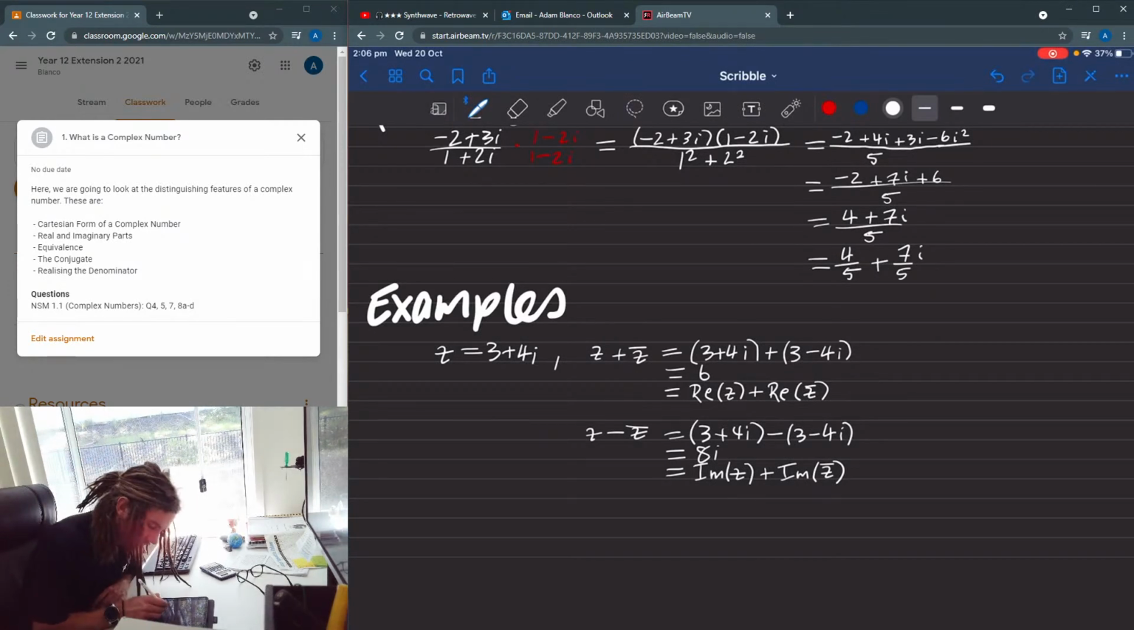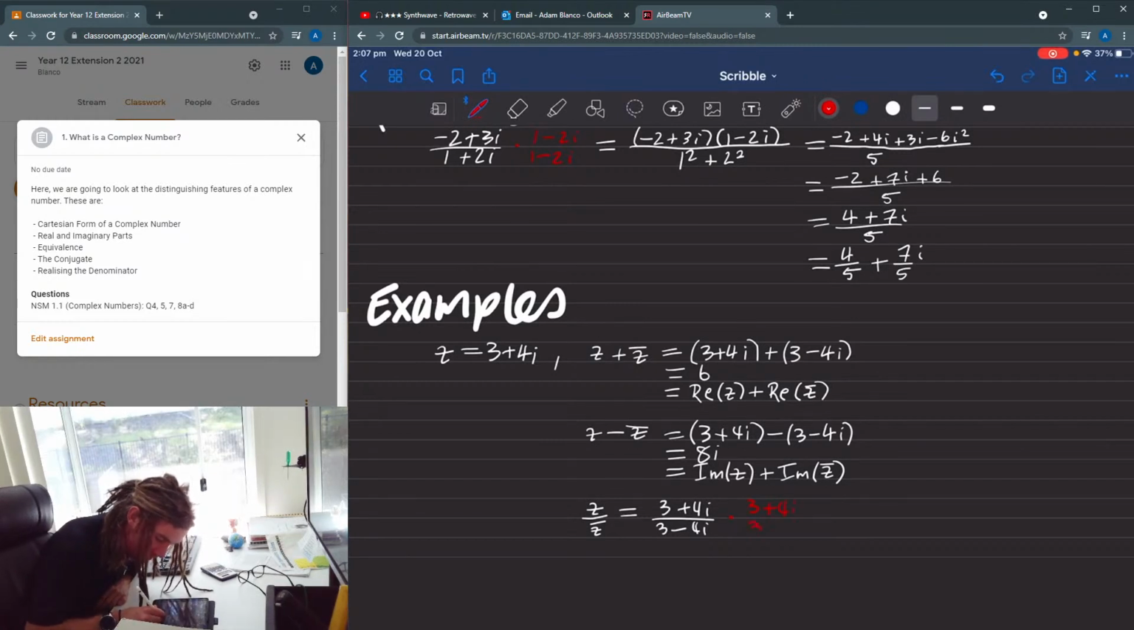Okay, I know what happens when I multiply two of them, so let's not do that, it's kind of boring. Let's divide, so z divided by z bar, or z conjugate. 3 plus 4i over 3 minus 4i. What do I need to do? Can't touch that, so I'll times by the conjugate of the bottom. I'll rationalize the denominator. It's not actually that hard.